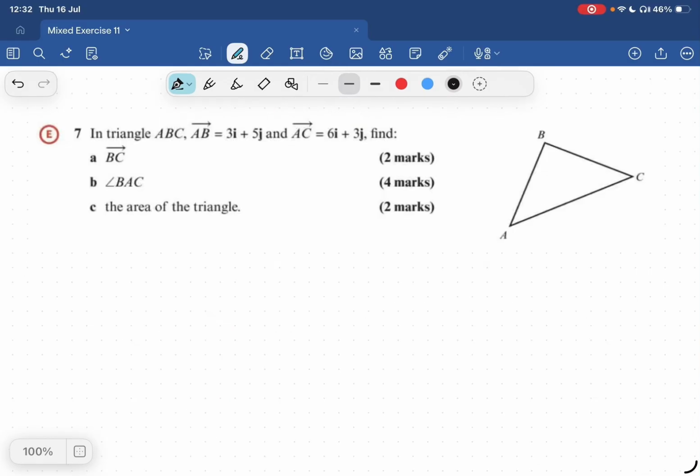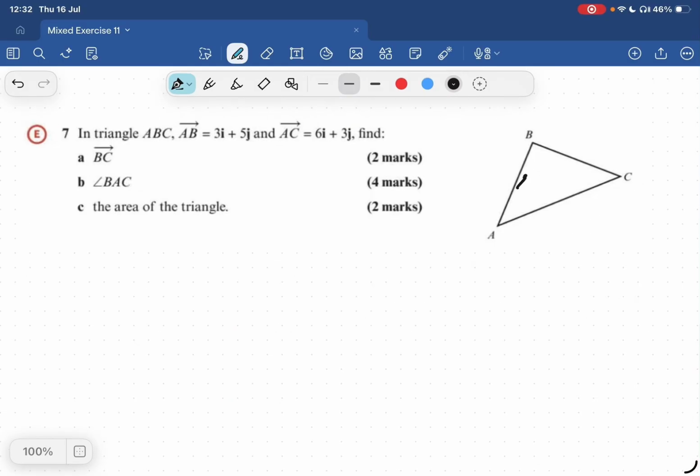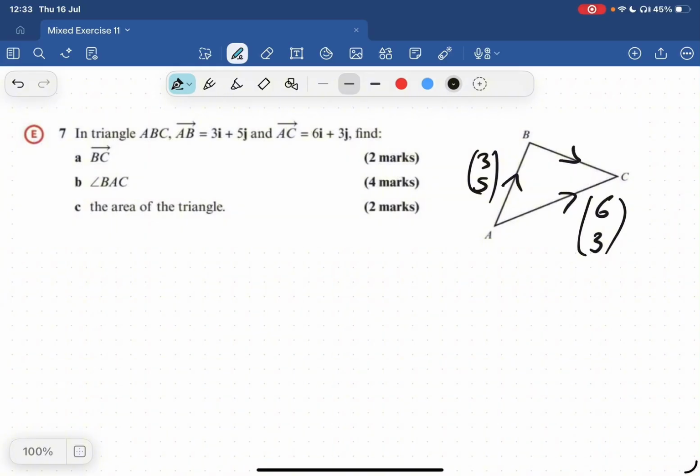Here we have question 7, a good question. Okay, so A to B is (3, 5). Now it depends what you mean by a good question, but it's exam style questions, so something that is definitely worth knowing. Okay, so B to C. We want B to C. We've done this many times.